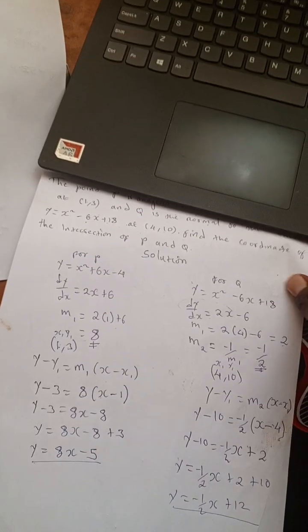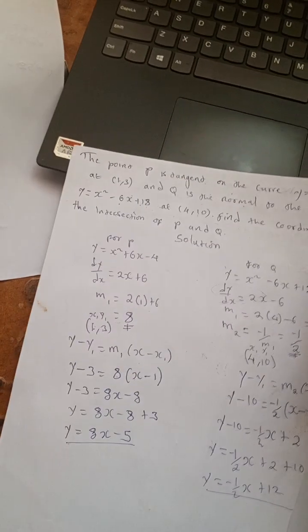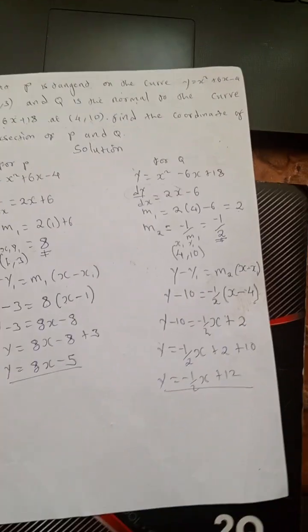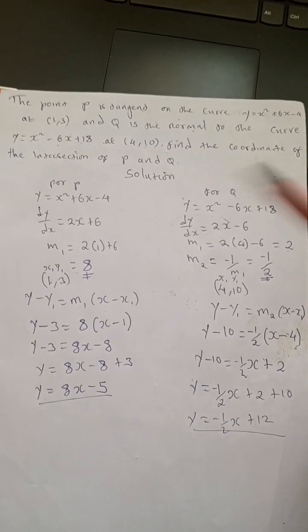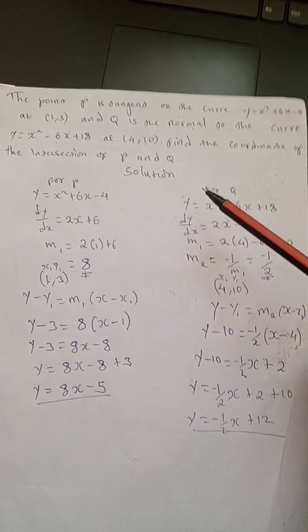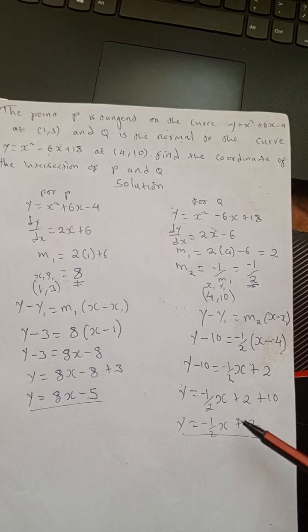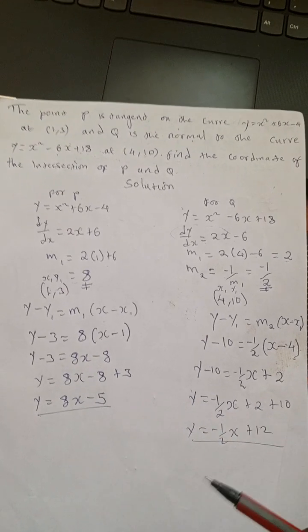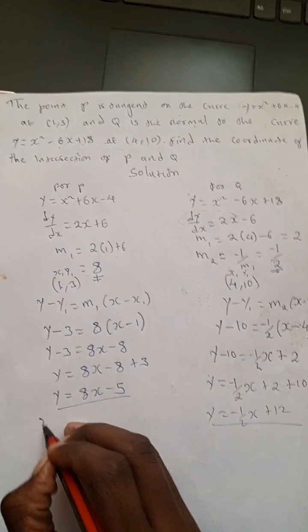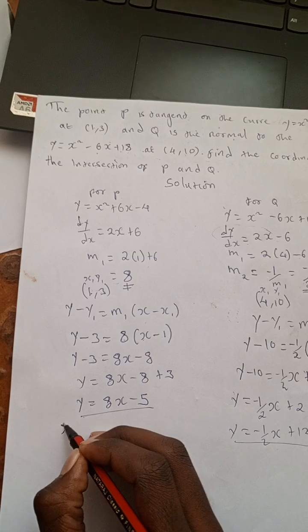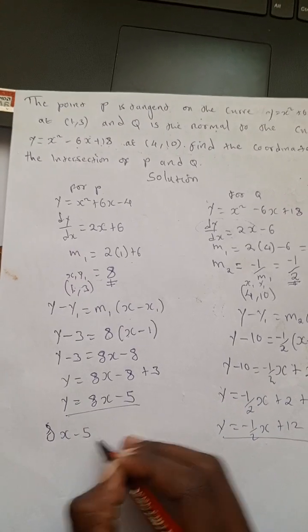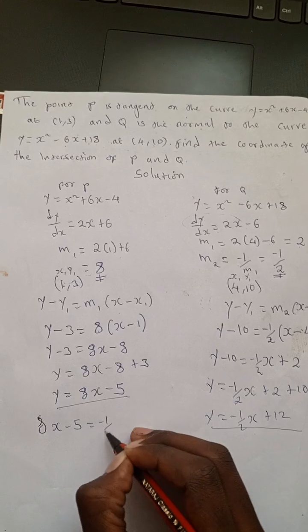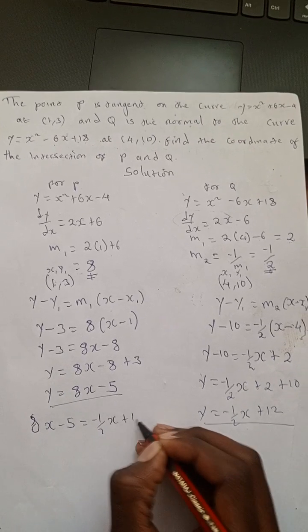Now, where we have reached, this is where the cardinal point is. For us to find the point where P and Q will intersect, we have to equate these two equations and solve for x. So I'm going to equate 8x minus 5 to -half x plus 12.